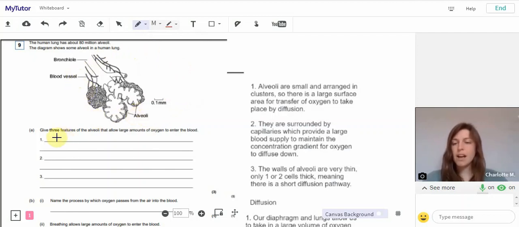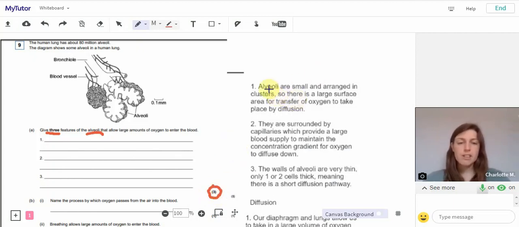alveoli. And then the question asks for 3 features of the alveoli that allow large amounts of oxygen to enter the blood. Now we know that oxygen enters the blood via diffusion, and there are 3 things that increase the rate of diffusion. Now this is a 3-mark question, so we need to list all 3 of those things and relate them to the alveoli.